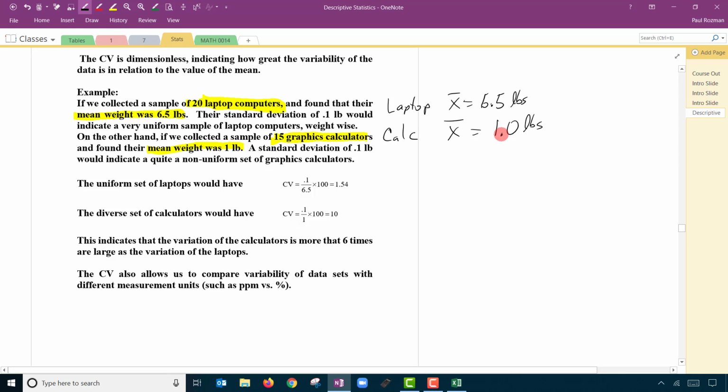The standard deviation of these is also given in there. Imagine I have the 20 values, I punch them into my calculator, I hit my mean button, I hit my standard deviation button, and it gives me these two results. The standard deviation of the laptops is 0.1 pounds. LBS is the abbreviation for pounds. I don't know why. The standard deviation of the calculators also happens to be 0.1 pounds.